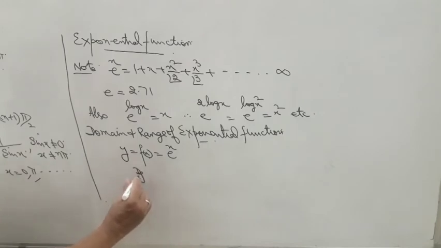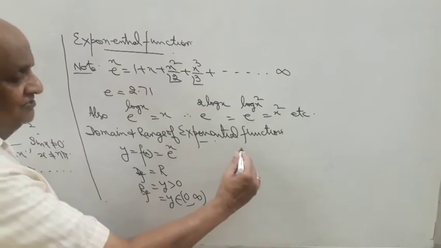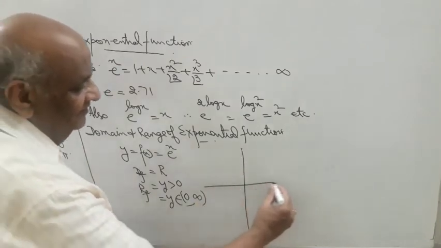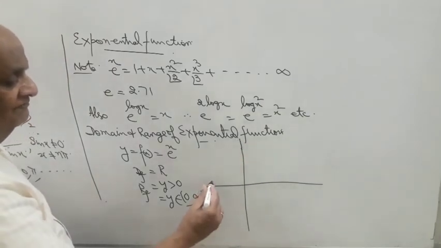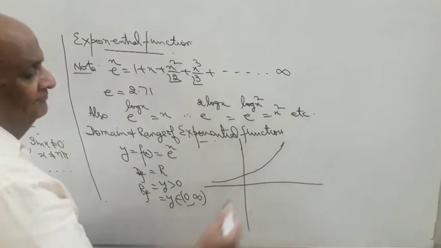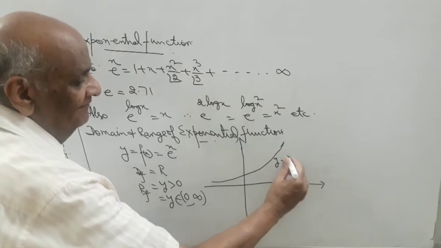See, the domain of the function is that x can have any value, all real. But the range of the function is y greater than 0, that is y belongs to 0 to infinity, like this. Check out. The graph for the exponential function we can list here. Keep this in mind a little. The exponential function is an increasing function. The graph is shown like this. This is for y is equal to e the power x.